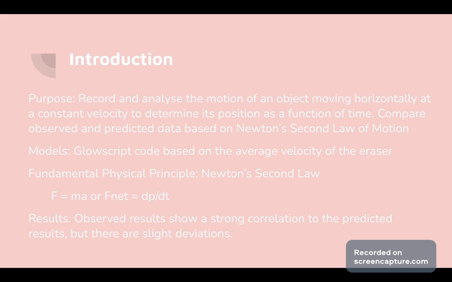The purpose of this lab was to compare observed and predicted data based on Newton's second law of motion. The observed data was obtained by sliding a whiteboard eraser across a surface, taking a video, and analyzing that video with the Tracker software to determine the position of the eraser as a function of time. The predicted data was created using a GlowScript code that modeled the velocity of an object experiencing a net force of 0 based on the velocity observed from the eraser.